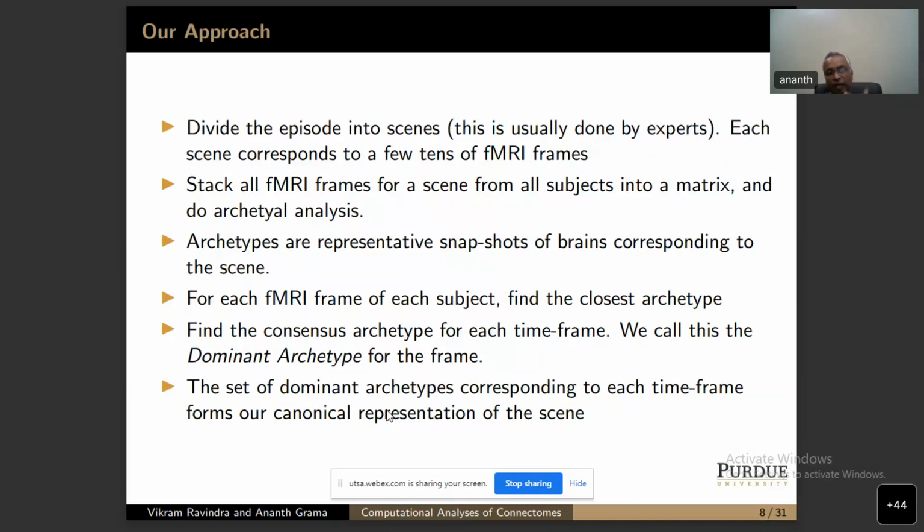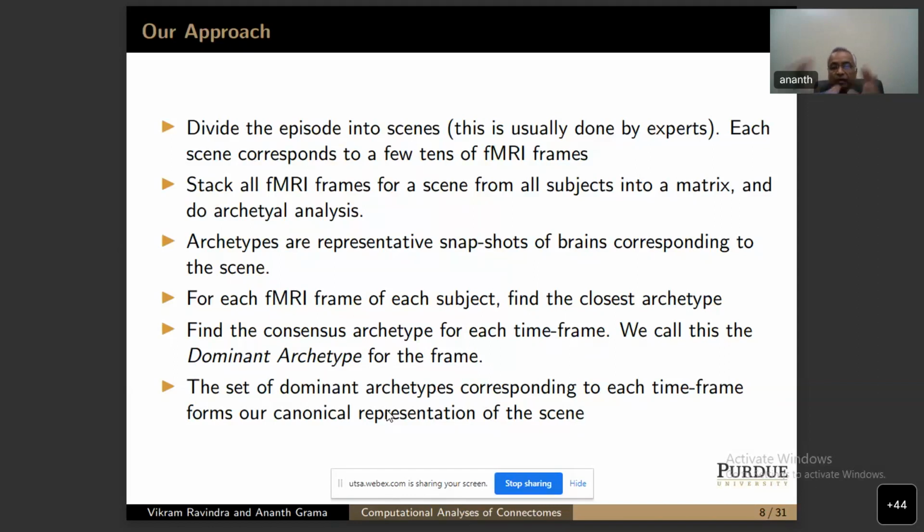Now for each fMRI frame, for each subject, I'm going to find the closest archetype. And then I'm going to find the consensus archetype for each frame. In other words, if most of us map to one archetype, I'm going to say that that archetype represents the neuronal response of subjects watching that scene. We call this the dominant archetype for that particular frame. The set of dominant archetypes corresponding to each time frame forms a canonical representation of that particular scene.